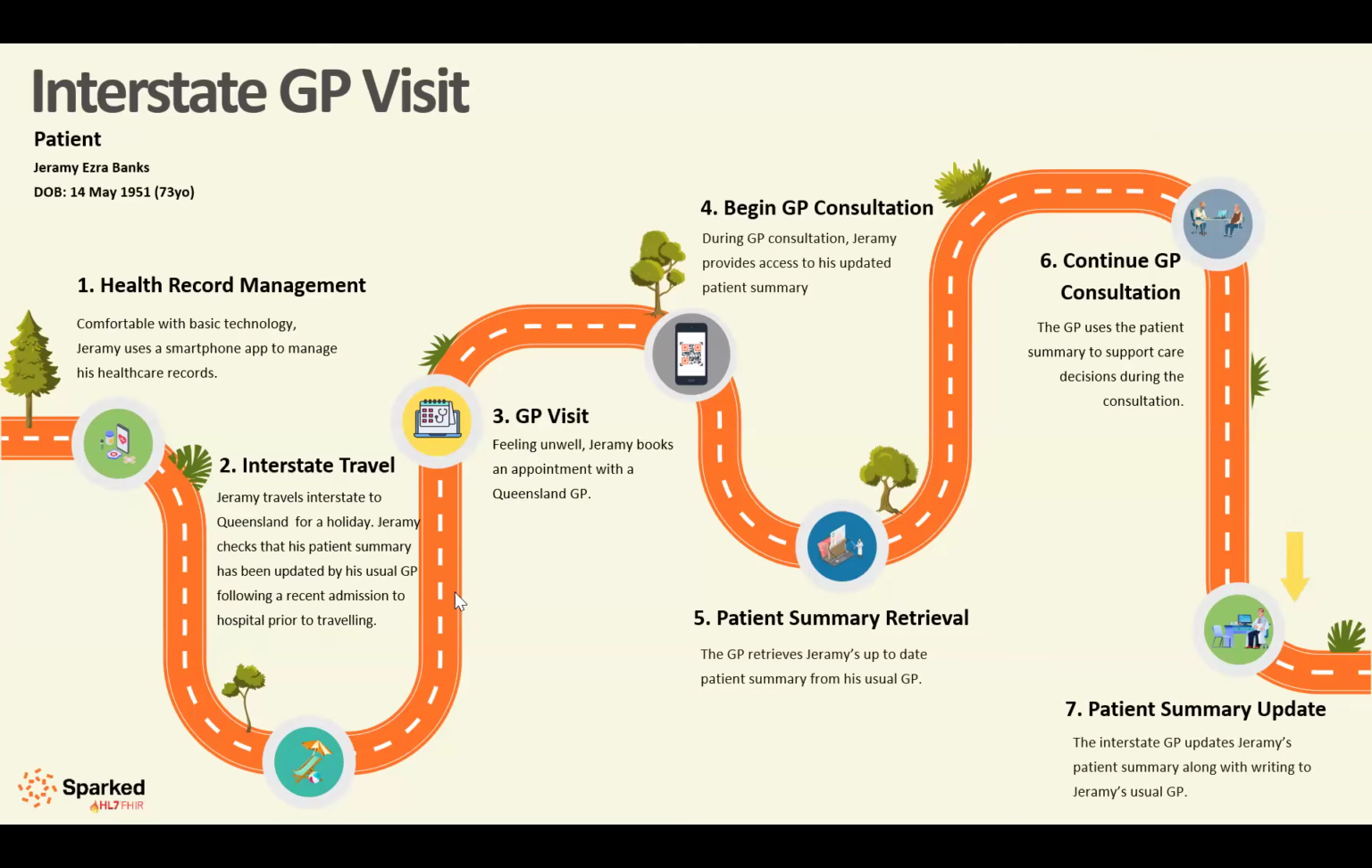Kathleen? Yeah, I think I understand it's about the semantics of how the last dot point, number 7, is probably written, but my question is more around number 4, where Jeremy provides access to his updated patient summary. So are we saying that this summary is only available for access if the patient provides the access, or is it just that they can provide access or the clinician can request access a different way?